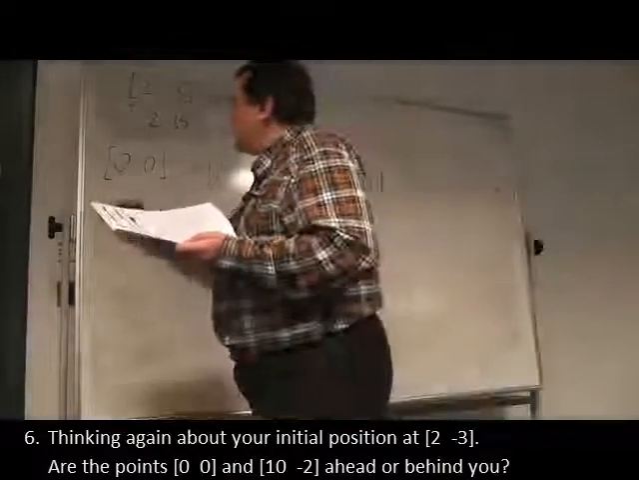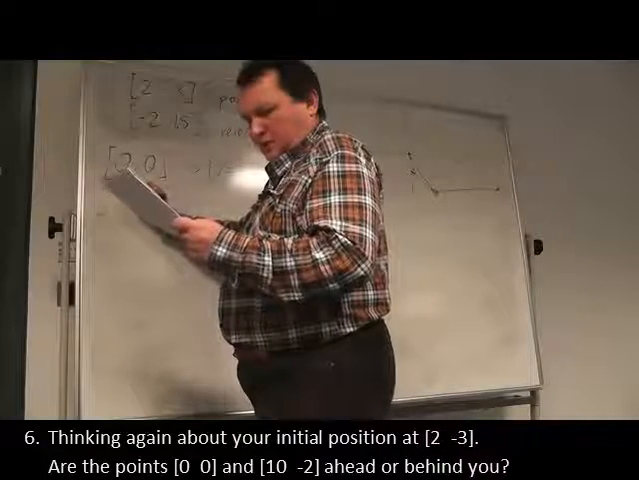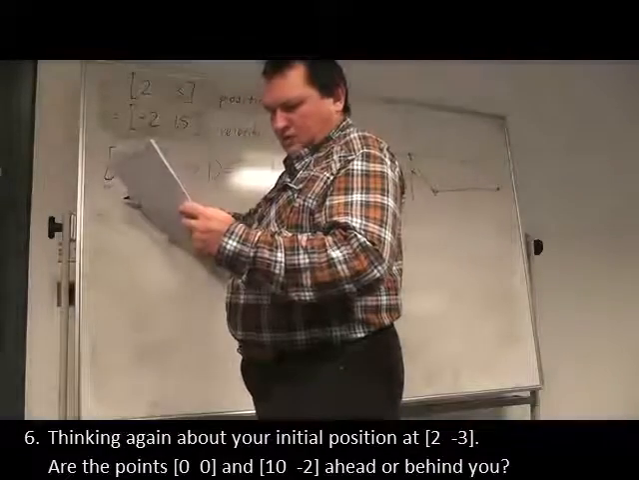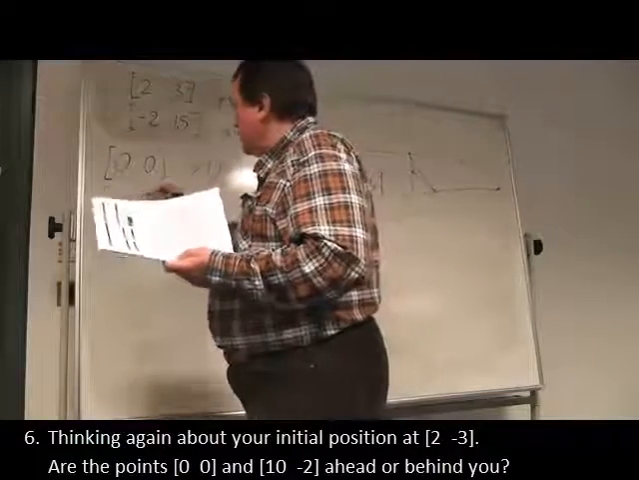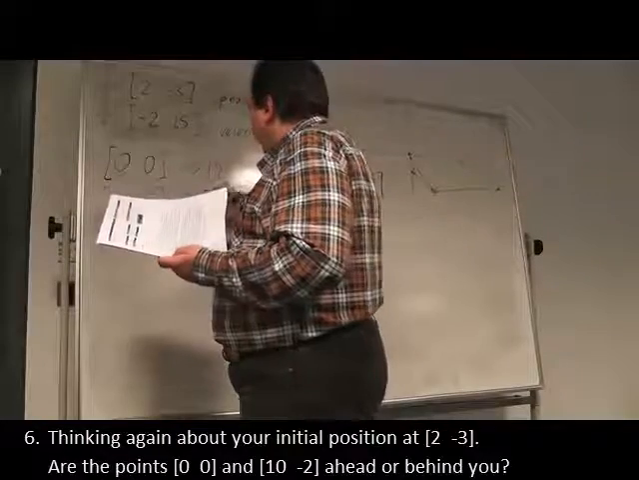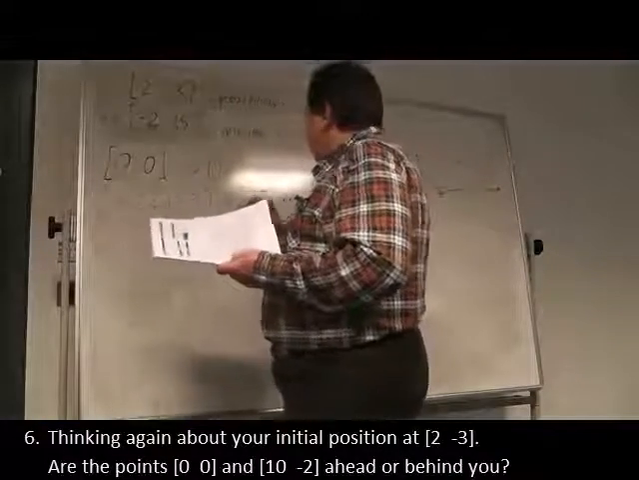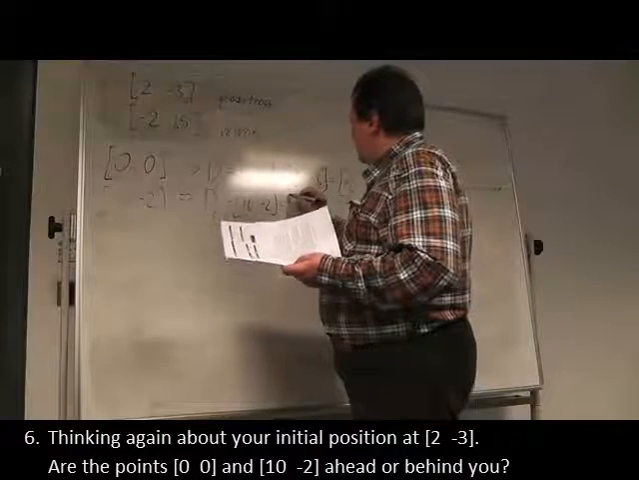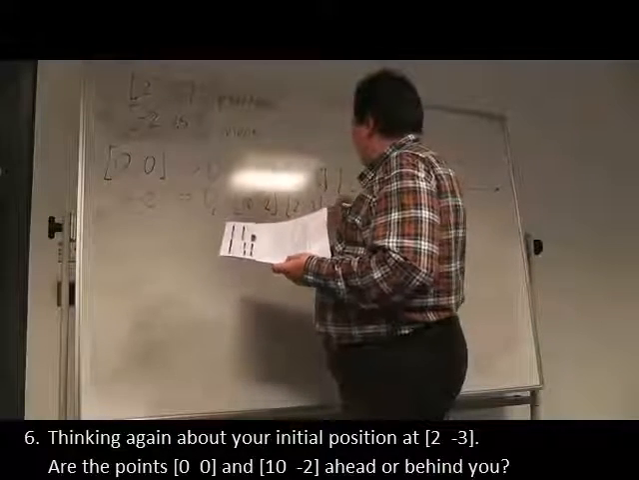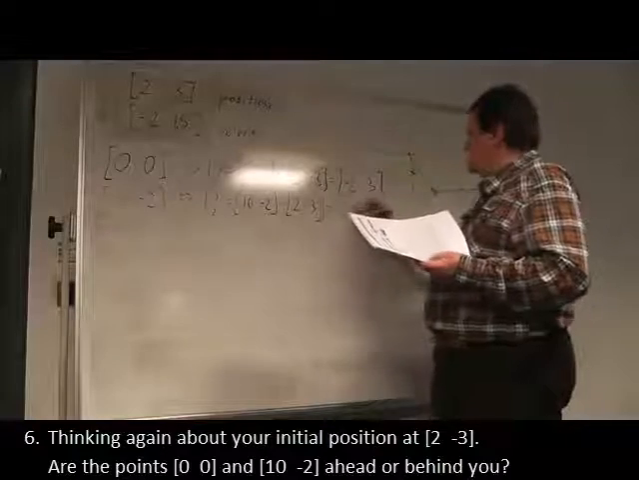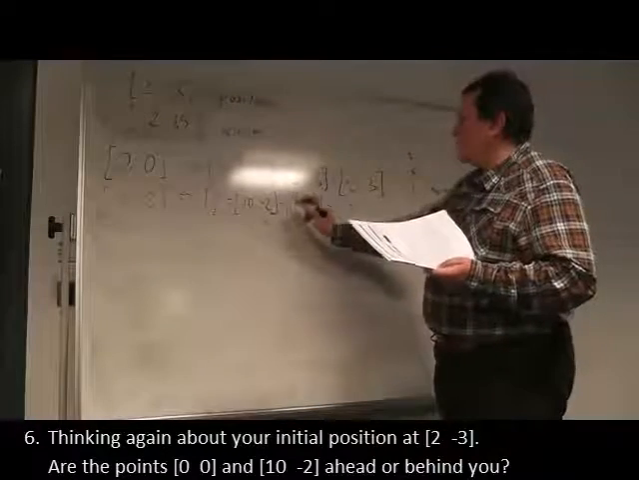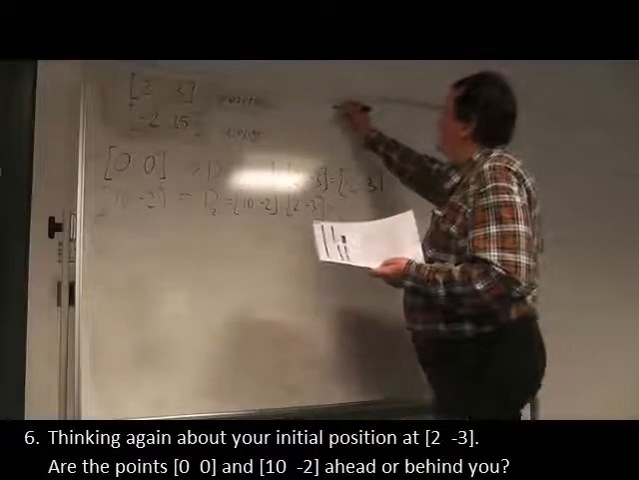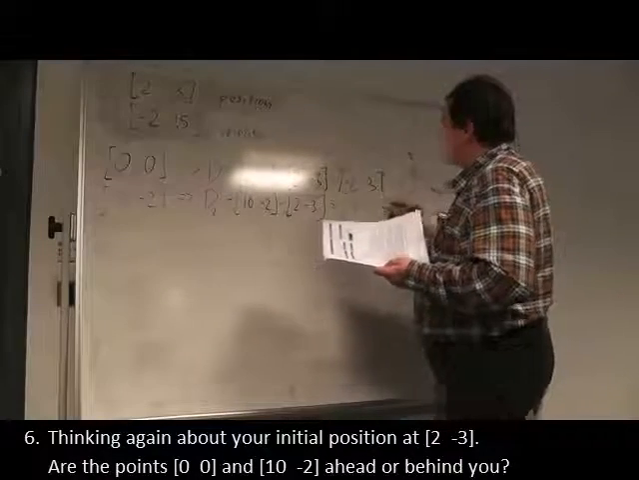And for the second point, where is this? 10, minus 2. Therefore, the second displacement is 10, minus 2, minus 2, minus 3. 10 minus 2 is 8. Minus 2 minus minus 3 is the same thing as minus 2 plus 3, so it's 1.